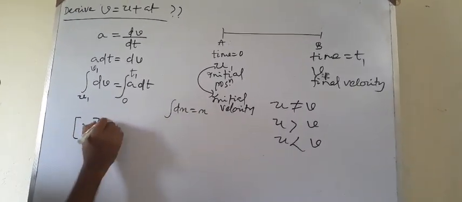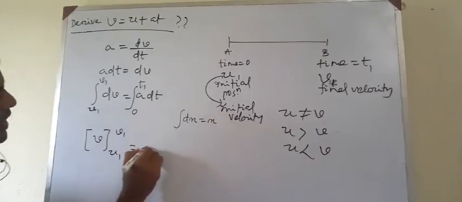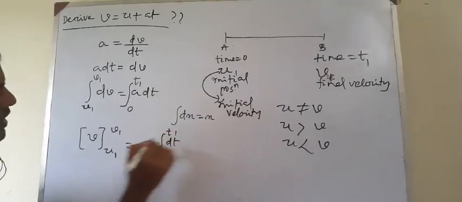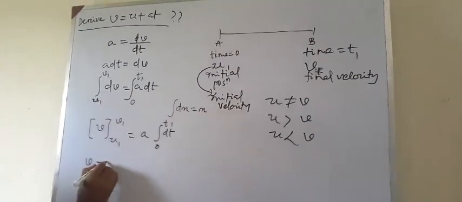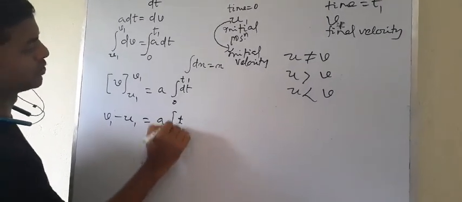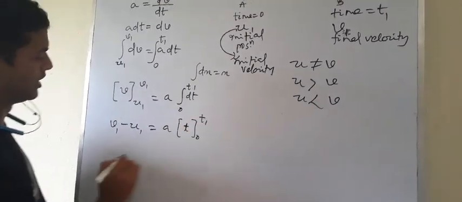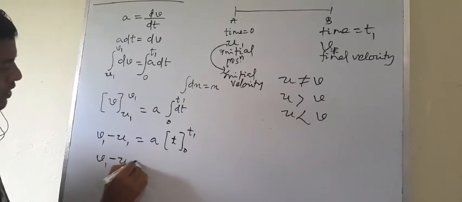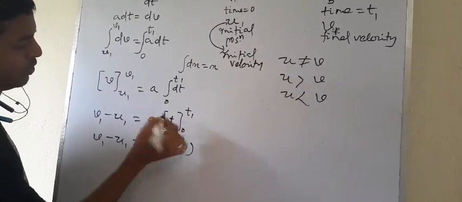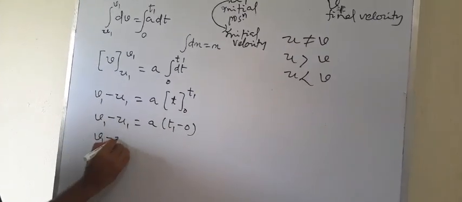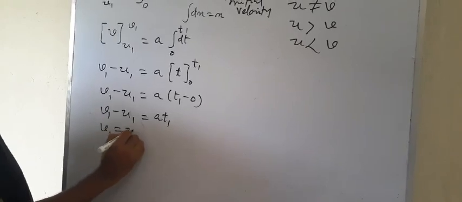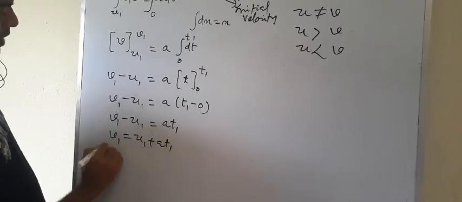Lower limit u1, upper limit v1, and a is taken constant, integration of dt from 0 to t1. Now upper limit minus lower limit: v1 minus u1 equals a, integration of dt is also t, now 0 to t1. So v1 minus u1 equals a times t1 minus 0, because upper limit is t1, lower limit is 0. So v1 minus u1 equals a t1.